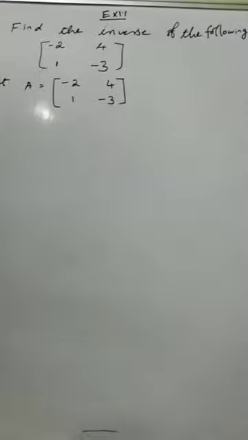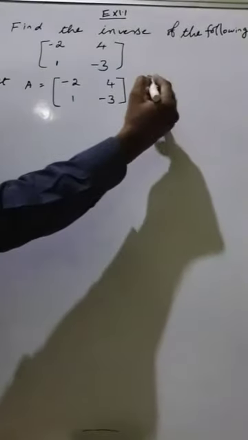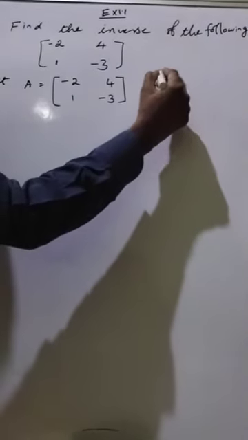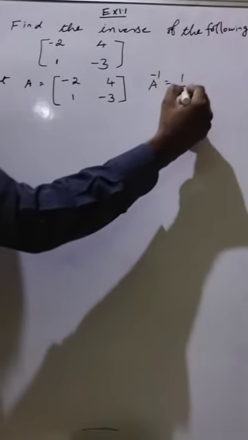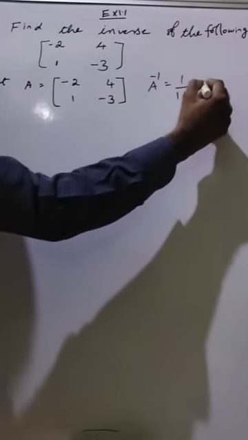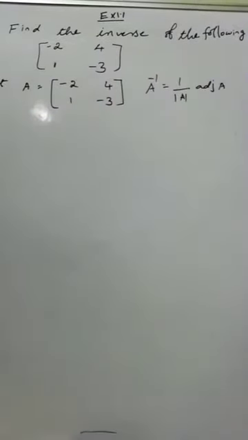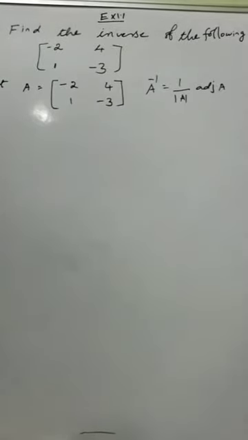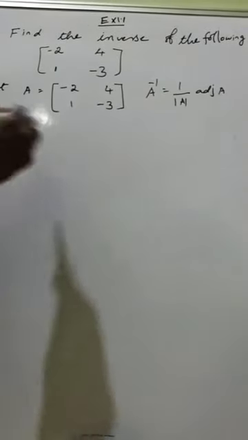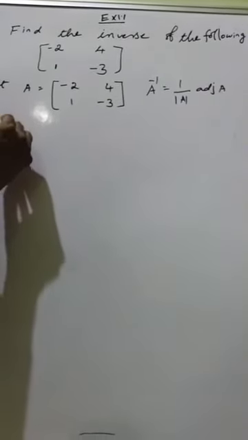The formula is A inverse equal to 1 by determinant of A into adjoint A. It is the formula. So A inverse equal to 1 by determinant of A into adj A. So we have to find the determinant of A.